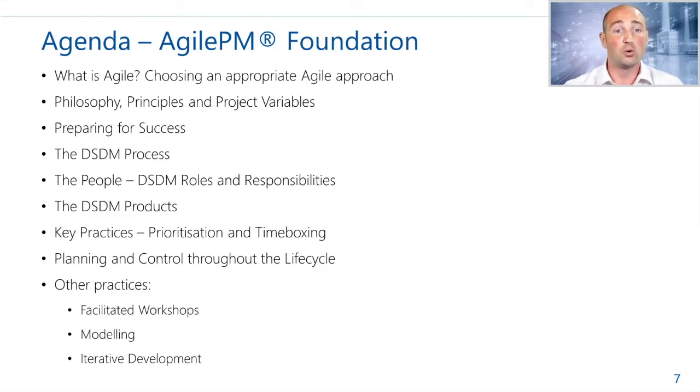Once we've done this, we will then be looking at going into more detailed topics, looking at preparing for Agile project management, looking at the life cycle, the people within the project, the products that may be used or created throughout the life cycle. We will also be looking at the key practices and techniques that we might use throughout an Agile project, along with planning and control elements. This brings us to the end of Module 1.